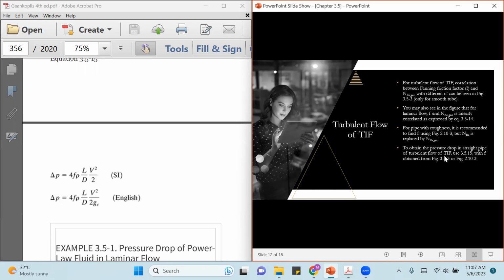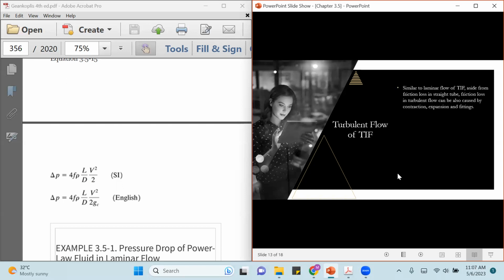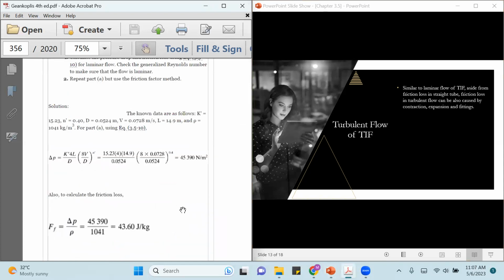So using these two figures: for smooth tube, use this. For pipe with roughness, use this. But the NRE shall be calculated using the NRE gen equation. Again, additional information: friction loss equals delta P F over density. Again, similar to laminar flow.